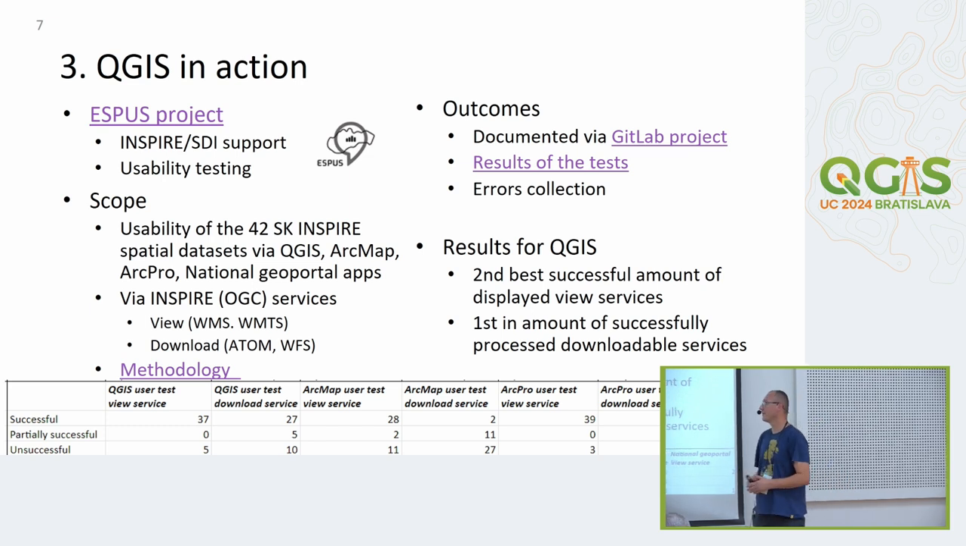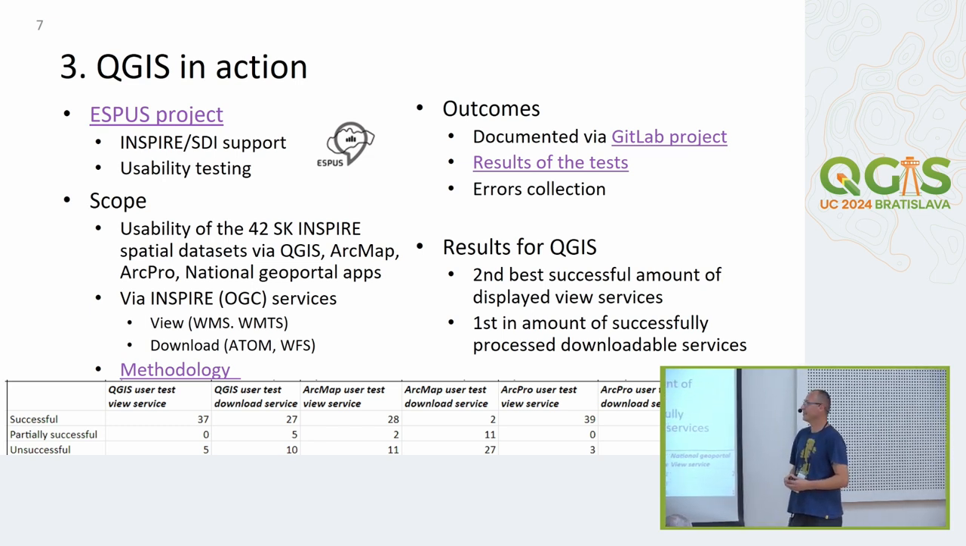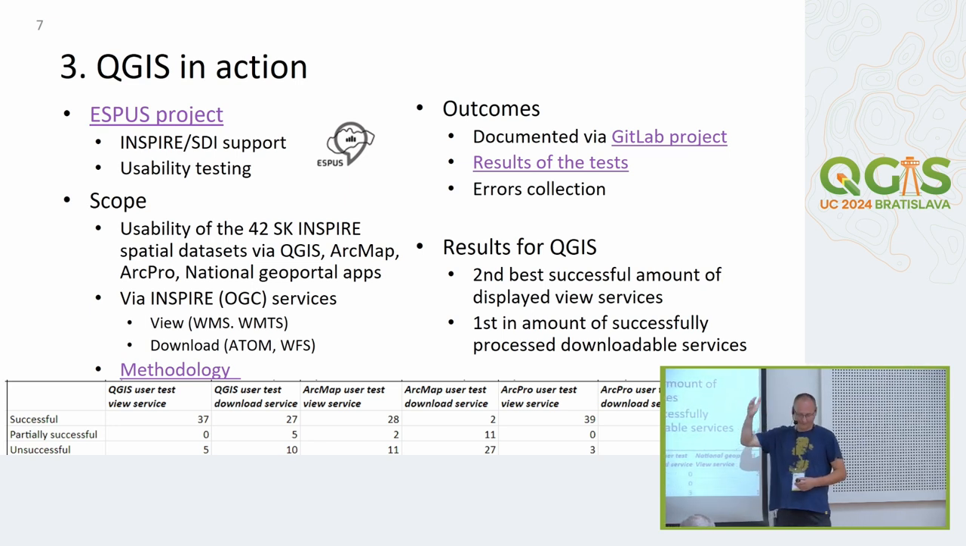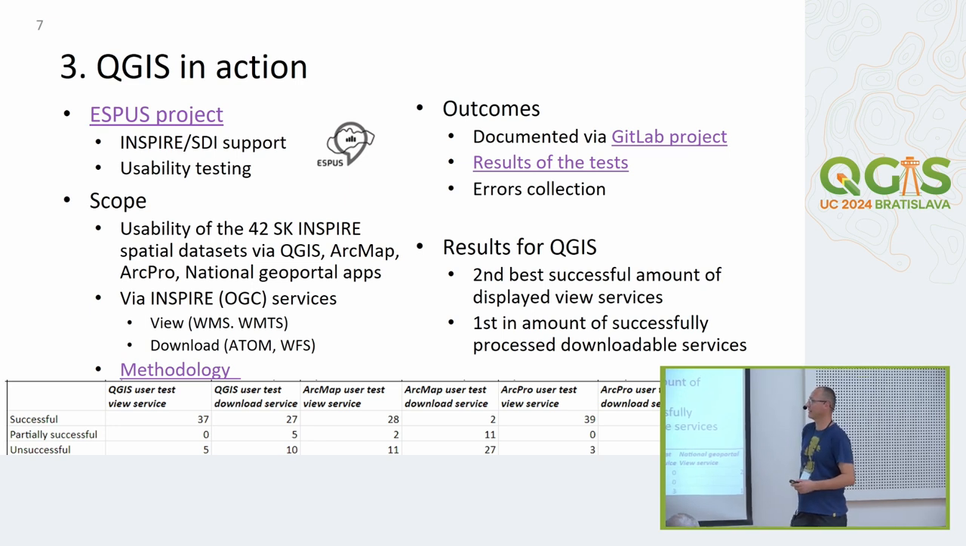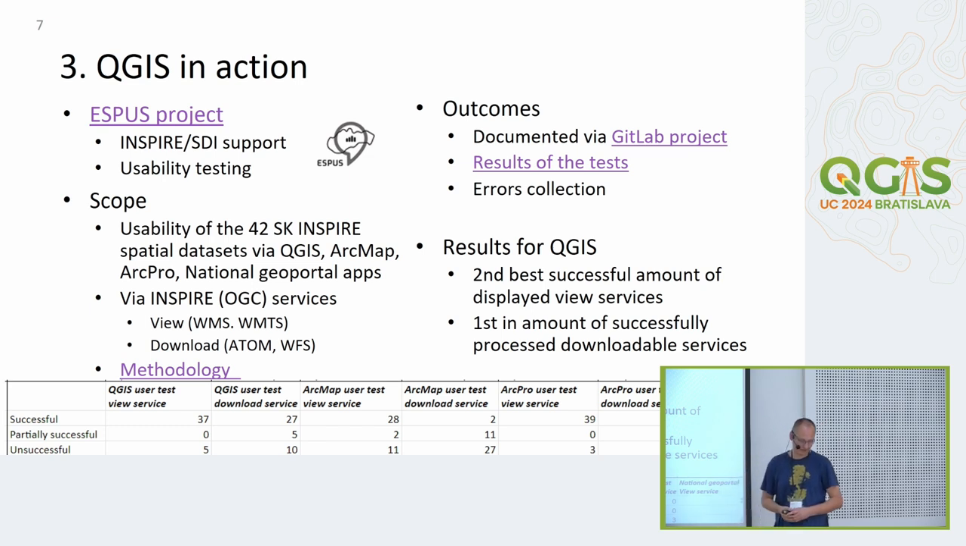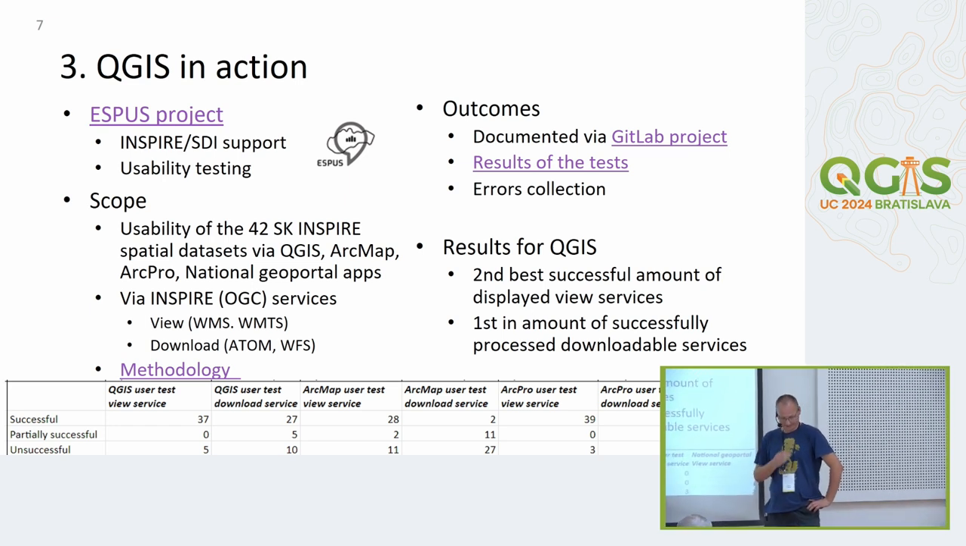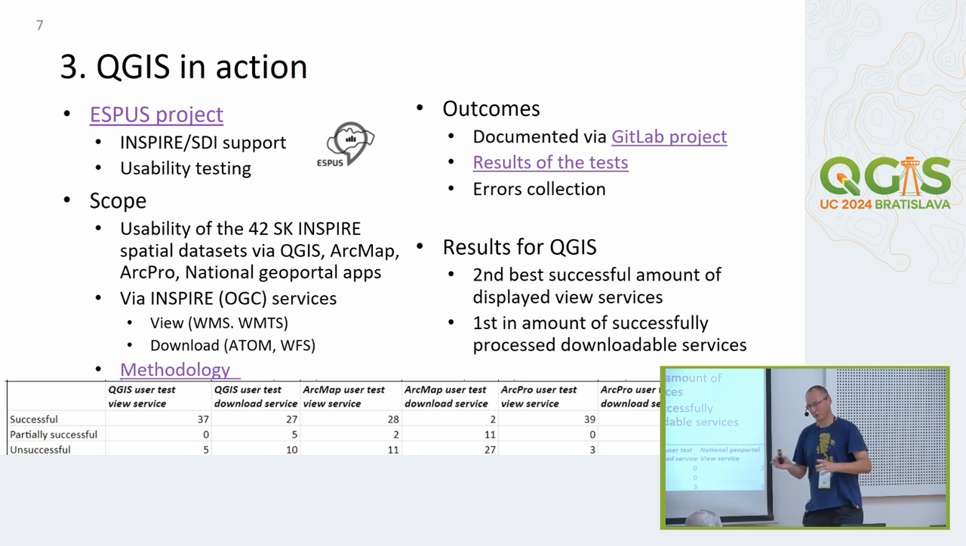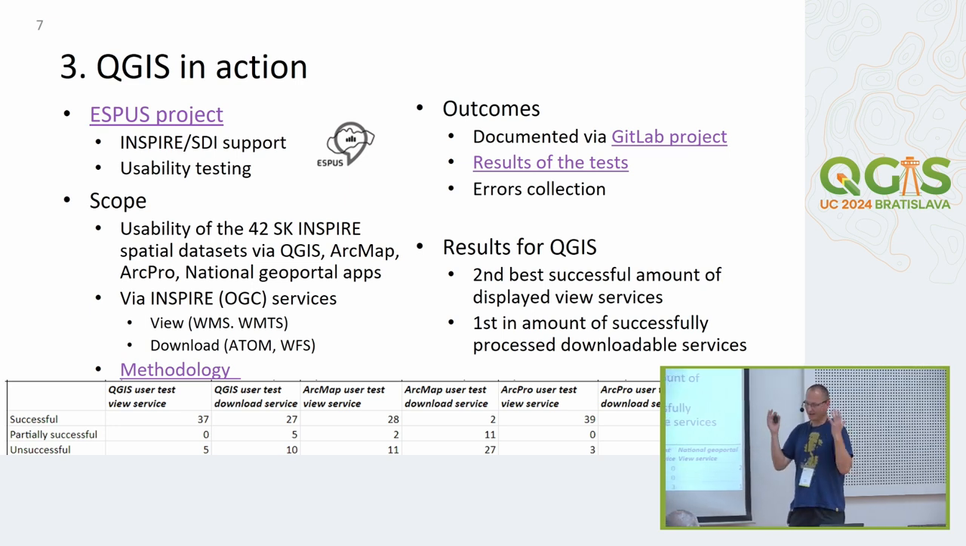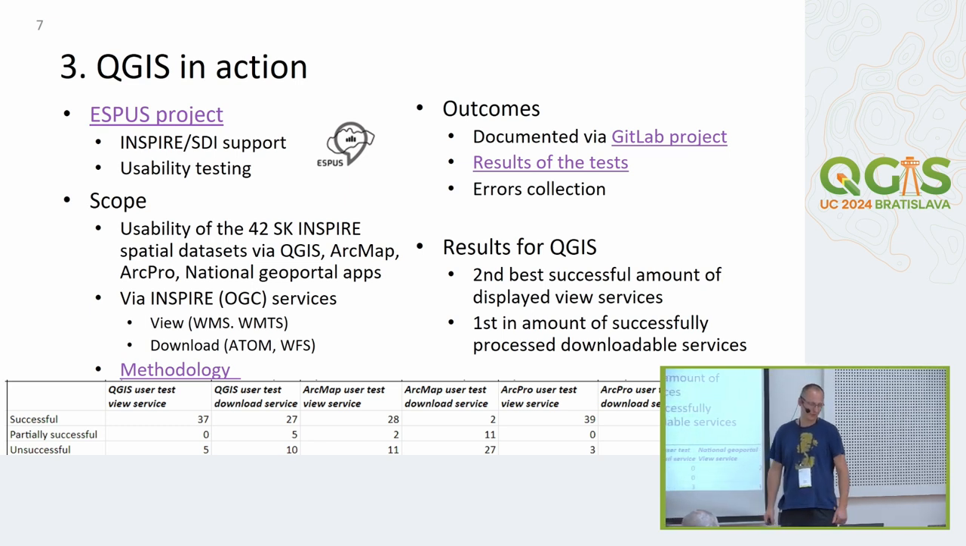So we set up some sort of testing initiative where we selected 42 INSPIRE spatial data sets, which were tested through certain types of GIS applications. One was the web application called the National Geoportal. And we tried to test view and download services. In principle, these are the two types of access to the data. One is just for vision of the content. The second one allows you to download the data set to your side and to do whatever you need to do with that data set.